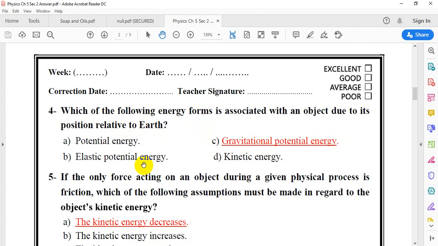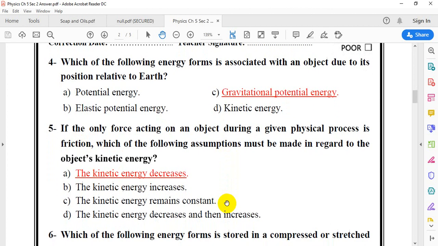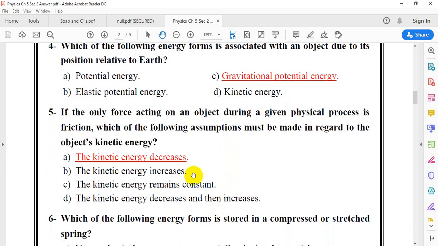Number 5. If the only force acting on an object during a given physical process is friction, which of the following assumptions must be made in regard to the object's kinetic energy? As there is only the friction force, the kinetic energy will decrease because the friction is opposite to the direction of motion. So the speed starts to decrease and the kinetic energy decreases.